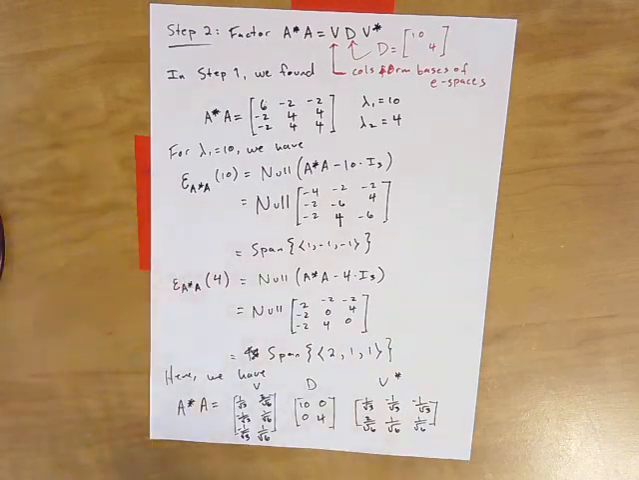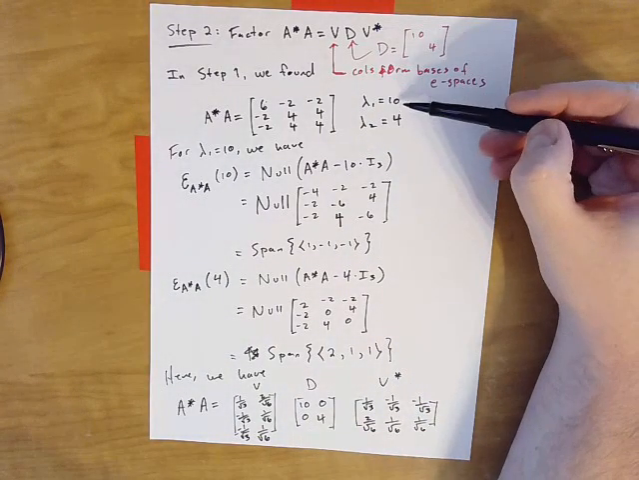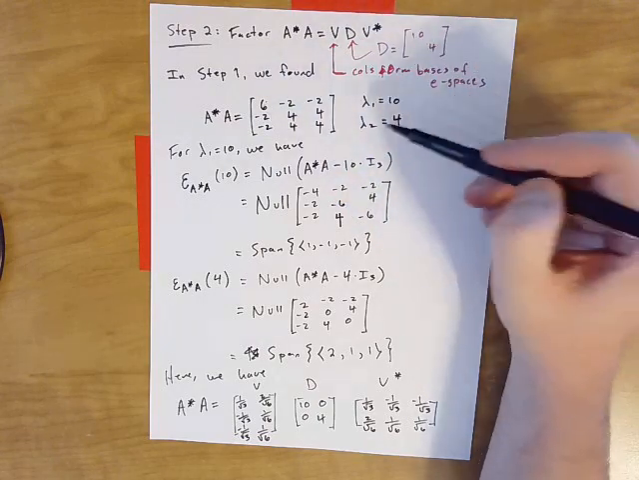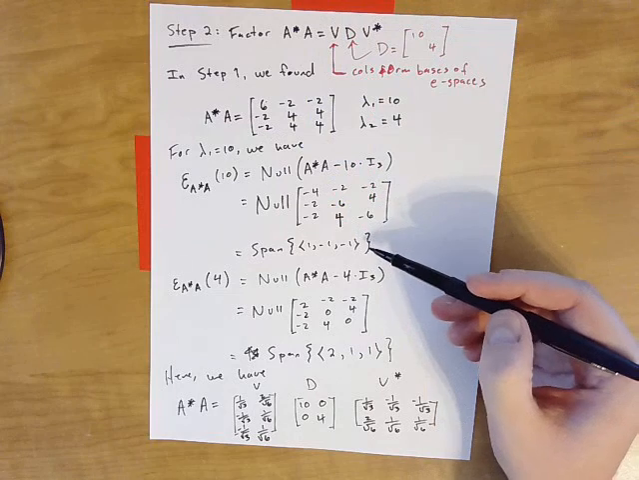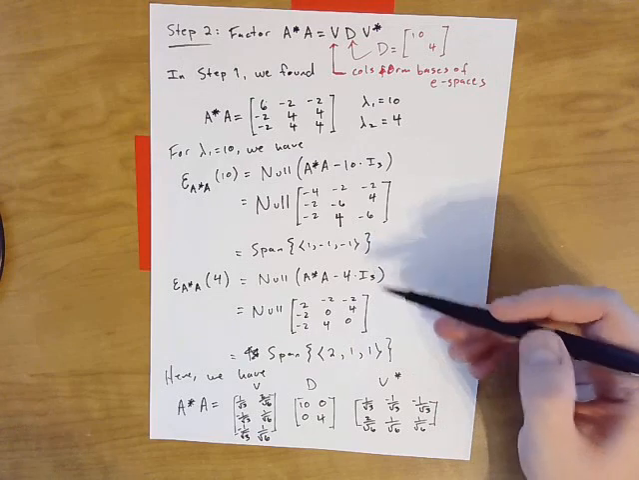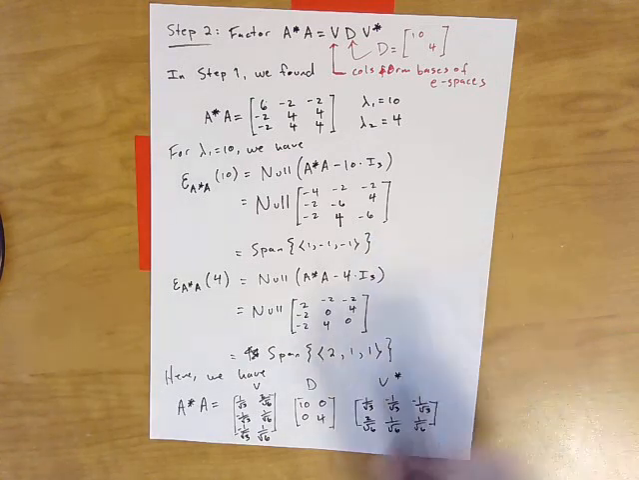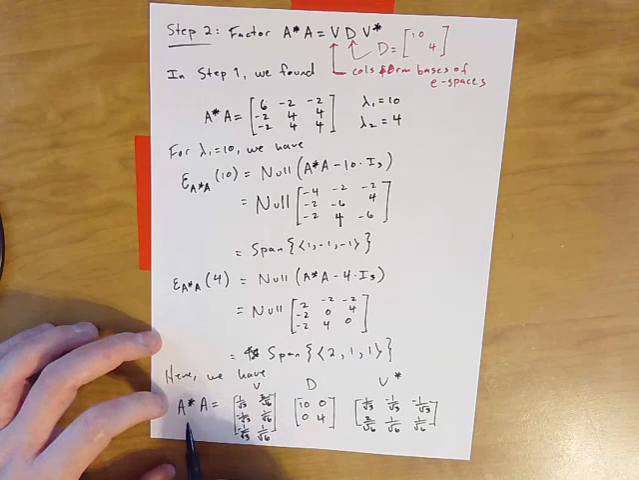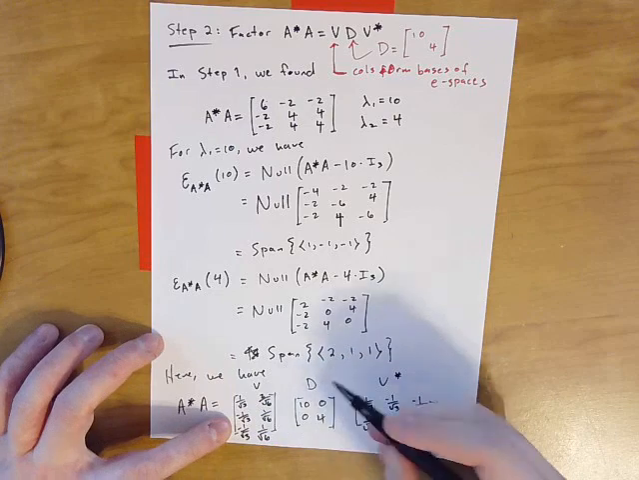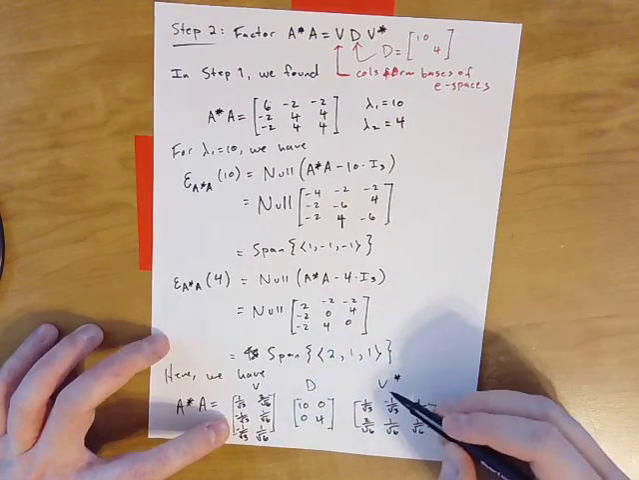So that concludes the second step of our quest for calculating the singular value decomposition of our original matrix A. In step 1, we found the positive eigenvalues of the Gramian, and now in step 2, we've taken those eigenvalues, found bases for each of the two eigenspaces, and then applied the Gram-Schmidt procedure to each one of these two bases to produce a factorization. A star A equals a matrix V with orthonormal columns times a diagonal matrix D times the conjugate transpose of V.